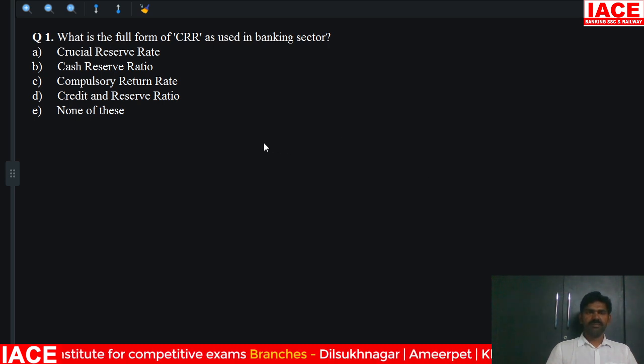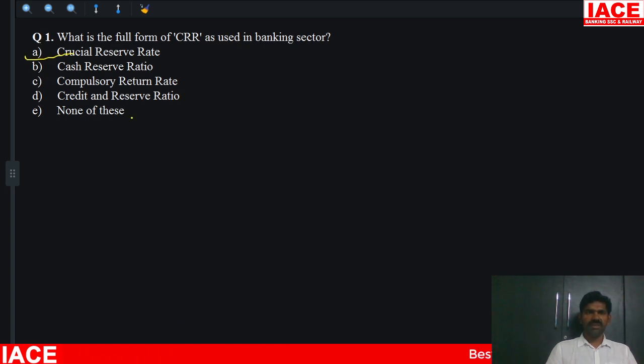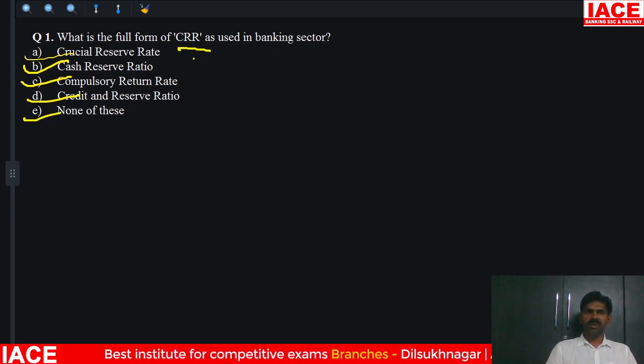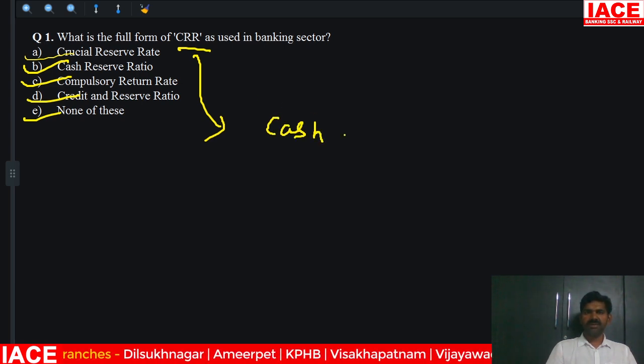First question, test 8. What is the full form of CRR as used in the banking system? So they're asking what exactly CRR refers to. We've got various options. The first option is crucial reserve ratio. The second one is cash reserve ratio, then compulsory return rate, credit and reserve ratio, none of these. A very, very important terminology is CRR. CRR stands for cash reserve ratio.